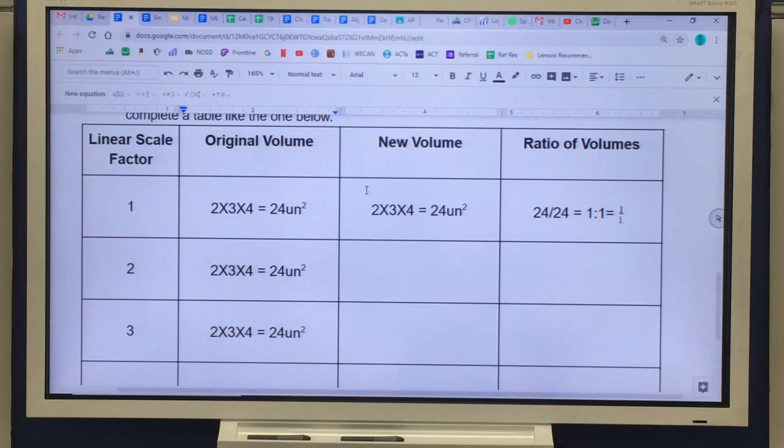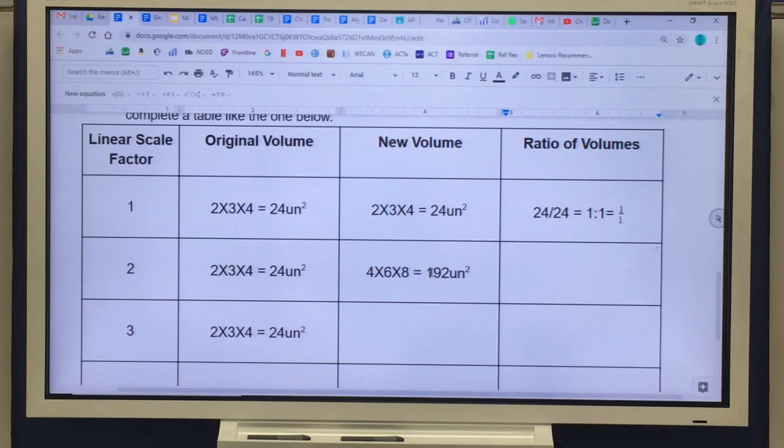All right, now, what if I double all the dimensions? Well, if I double all the dimensions, instead of 2 and 3 and 4, if I double all those, I will have 4 by 6 by 8. 4 times 6 is 24, and 24 times 8 is 192. This volume got big in a hurry.